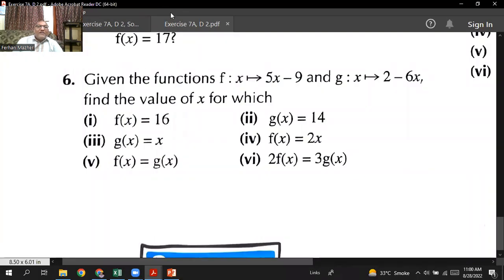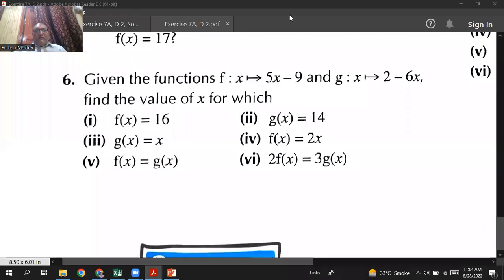Then he says f of x is equals to 2x. Okay, so now we will do question number 6 and its fourth part. He says f of x is equals to 2x.